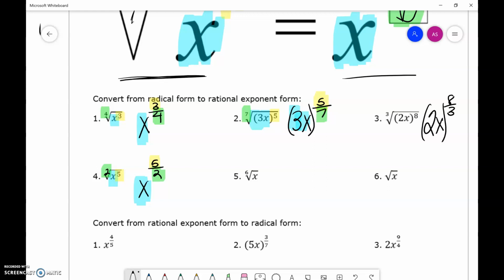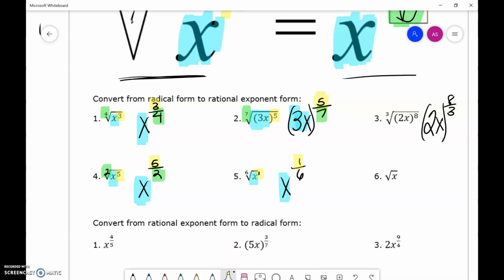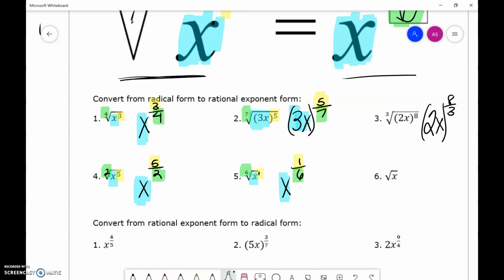Okay, so here we have the 6th root of x. So this x has no exponent there, so that's understood to be 1, right? So we have x to the 1/6 power. Okay, again, base stayed the same. That's my 1 for the exponent, and here is my 6 as the denominator. So 1 is the numerator, 6 is the denominator. And here we have the square root of x. That's just going to become x to the 1/2. Again, it's an understood 2 here and an understood 1 there, so that just became 1/2.